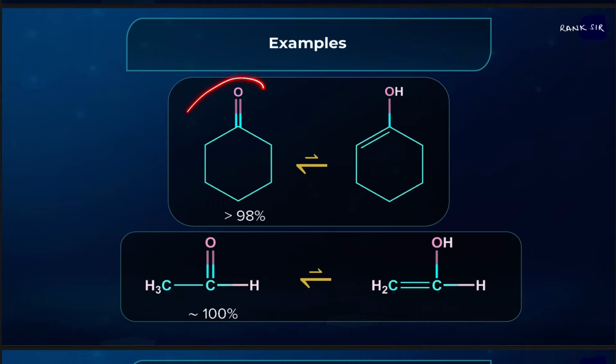Example: this is a keto form, and this is an enol form. Here there is one alpha hydrogen. This one comes to here, and then this is the enol form. Maybe on the right side also, if you break that, it converts like this. So either side can break. That's why the keto form is 98% and the enol form is less than 2%.